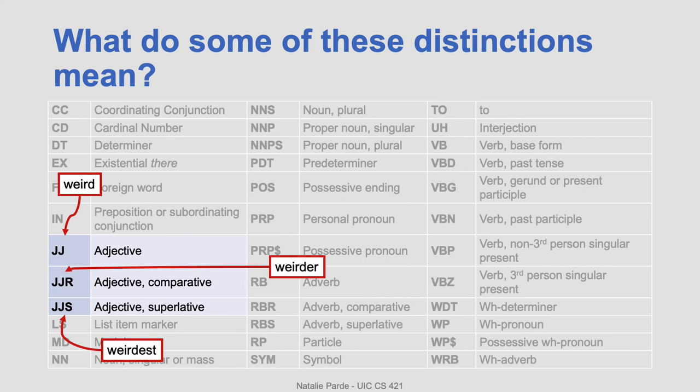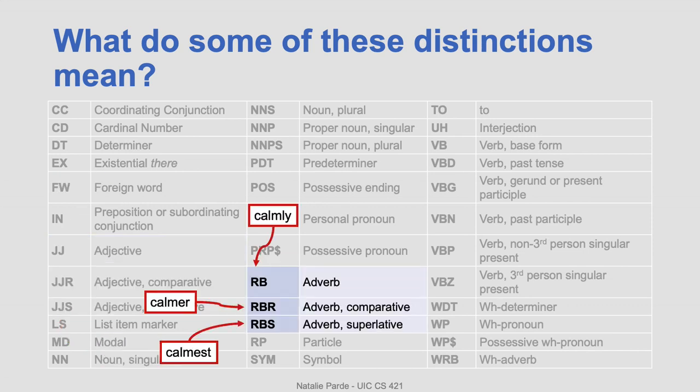Categories beginning with the letter J are adjectives. There are base adjectives, comparative adjectives, and superlative adjectives. Categories beginning with the letter R are adverbs, and just like with adjectives, there are base adverbs, comparative adverbs, and superlative adverbs. The remaining categories are miscellaneous things like determiners, interjections, pronouns, and other grammatical roles.